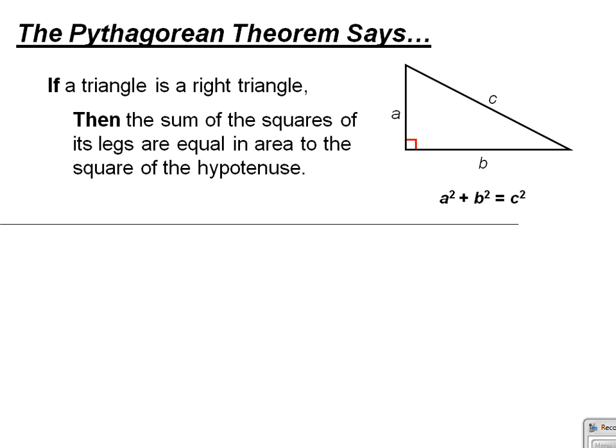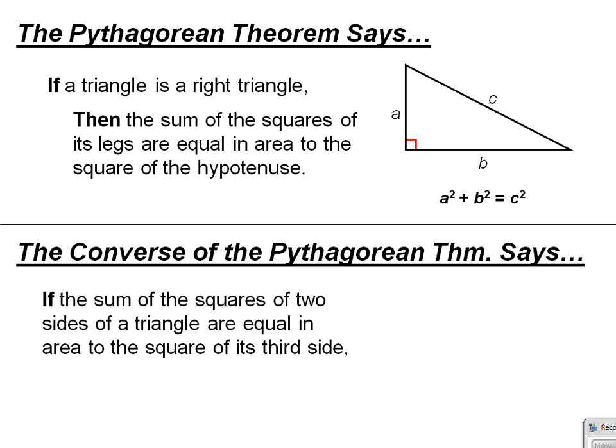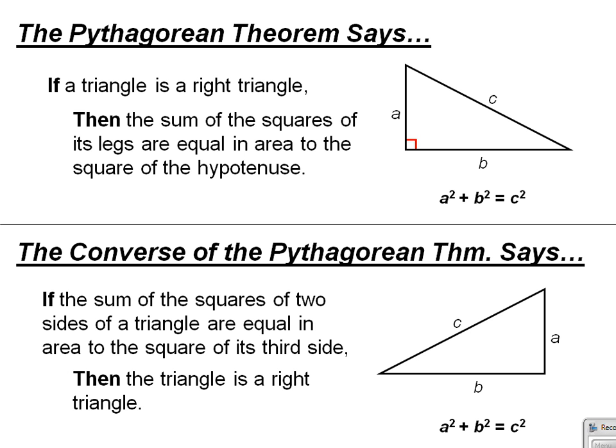But on the flip side, we also have the converse of the Pythagorean theorem. And remember, converse is where you take the if and then portions of the theorem and change them. In other words, in this case, if the sum of the squares of two sides of a triangle are equal in area to the square of its third side. So again, let's take this triangle, label its legs A and B, and label its hypotenuse length C. If we're given a triangle where a squared plus b squared equals c squared, then we can conclude that the triangle is a right triangle.